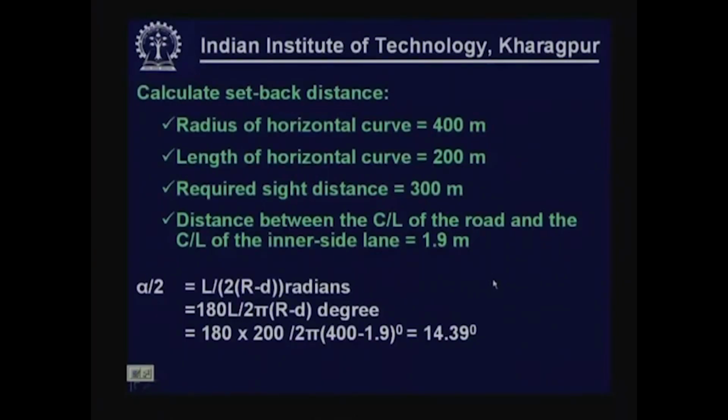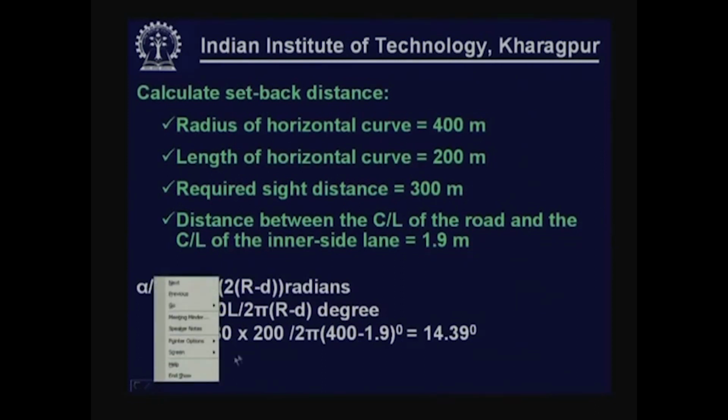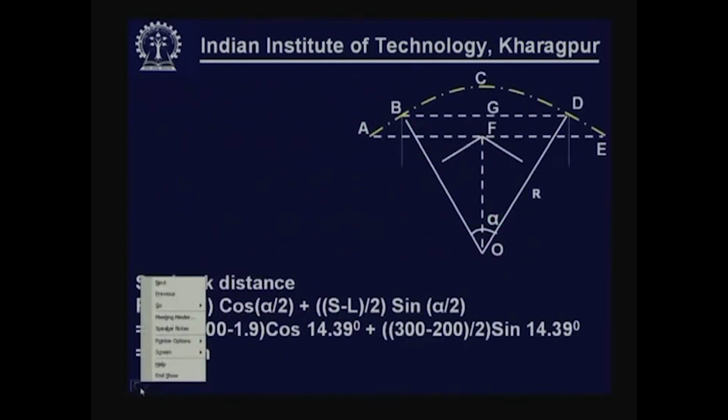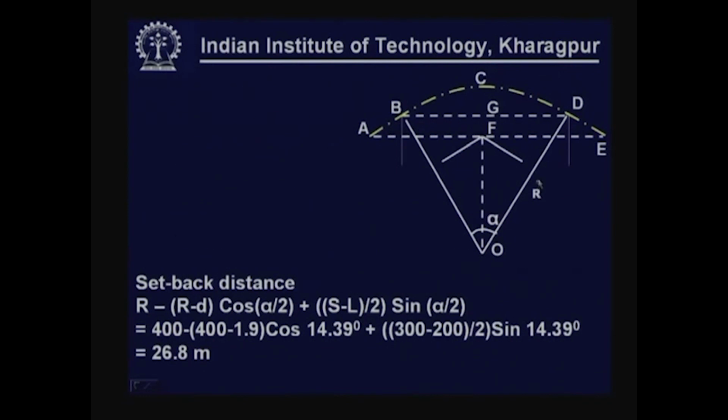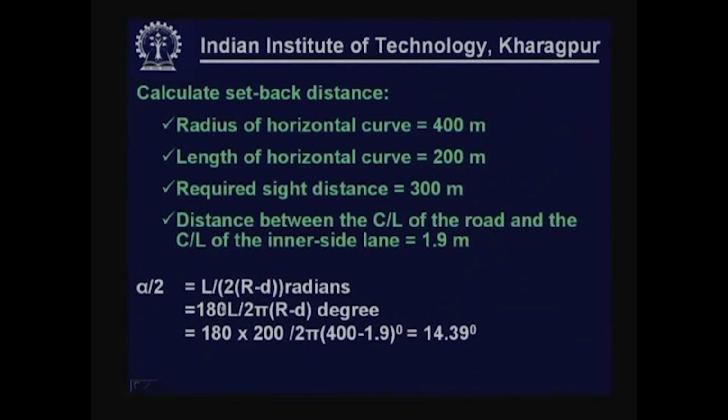Now, the last question was: calculate setback distance for radius of curve 400 meter, length of horizontal curve 200 meter, required sight distance 300 meter. Here you can see very clearly that this is a case where the required sight distance is more than the length of the curve.